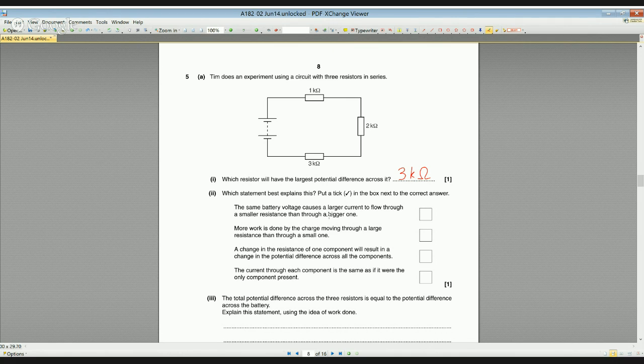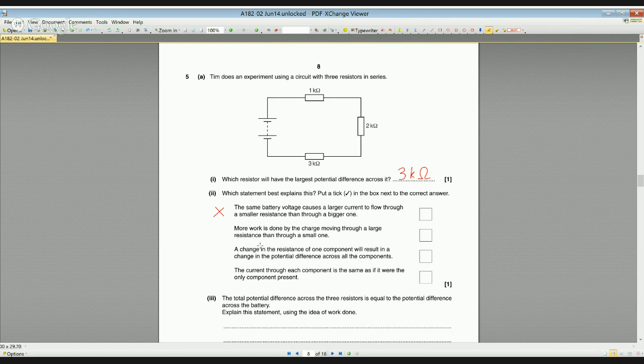The same battery voltage causes a larger current to flow through a smaller resistance than through a bigger one. Well, this one is not true. In a series circuit such as the one we've got up here, the current will be the same all the way around the loop. That is always the case in a series circuit. The current is the same all the way around the loop. So it's nothing to do with a larger current.